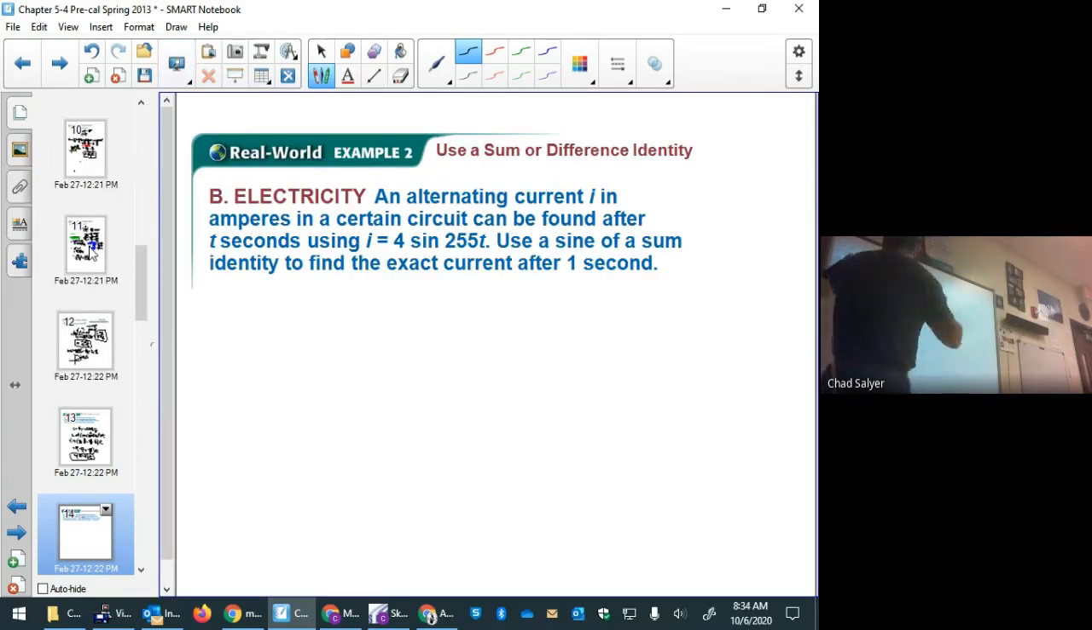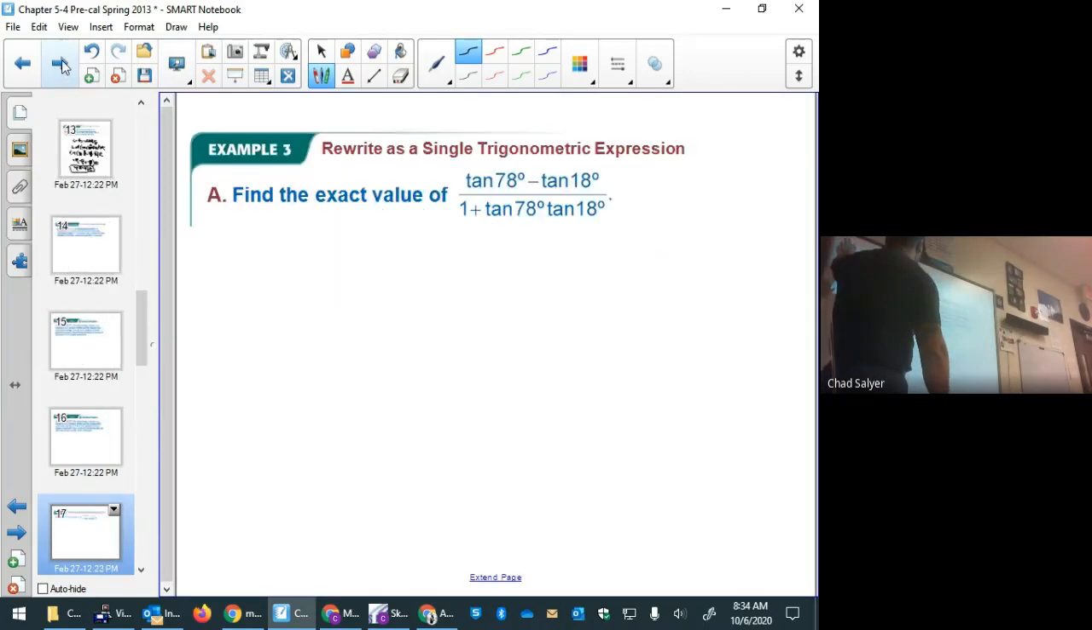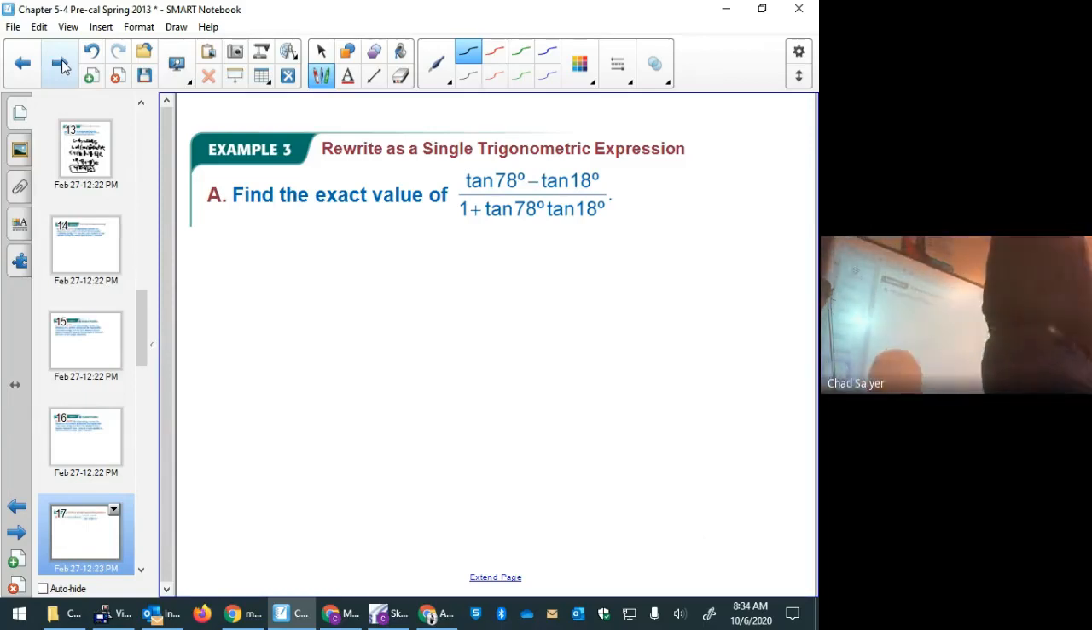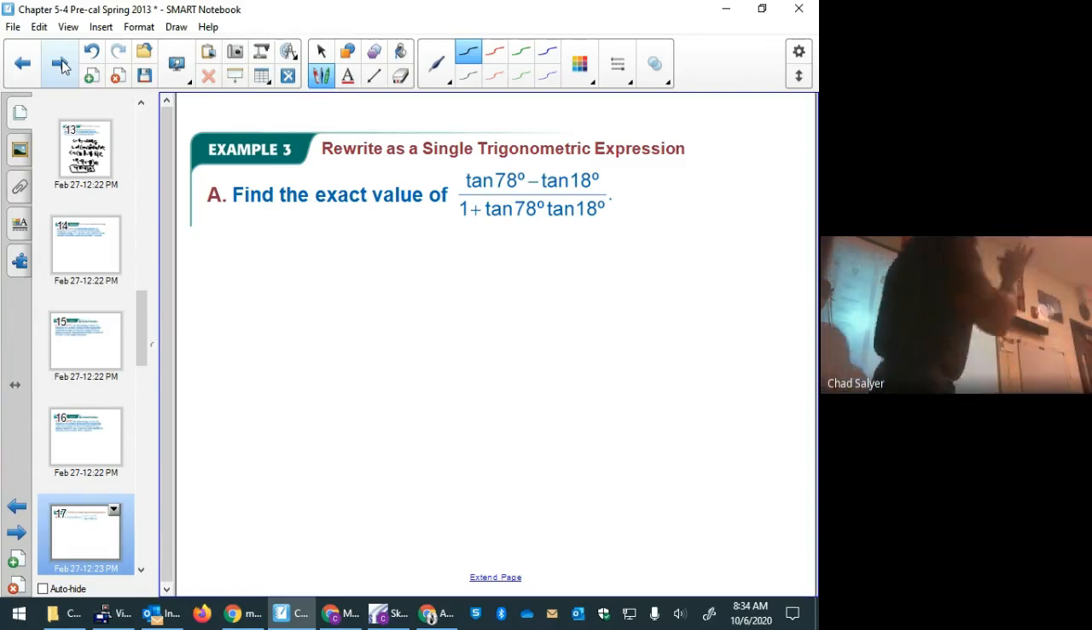Okay, so this is the same question basically. We don't need to do another one of those. Let's find the exact value. So this is a little different. So here they're asking us to apply that identity in reverse. Okay, so it looks crazy, but it's actually not too strange.